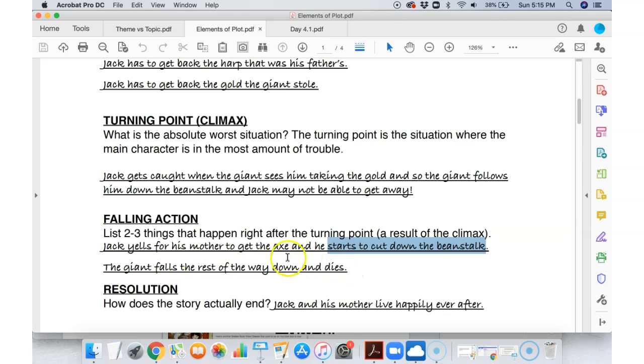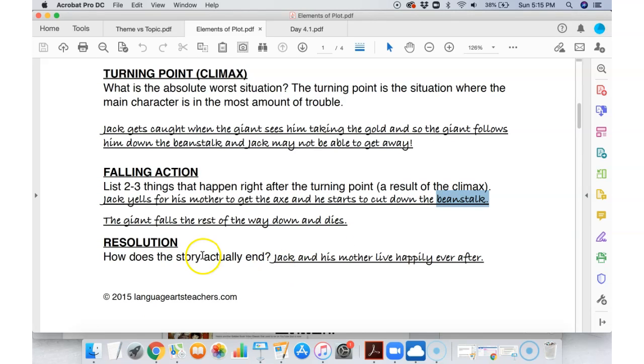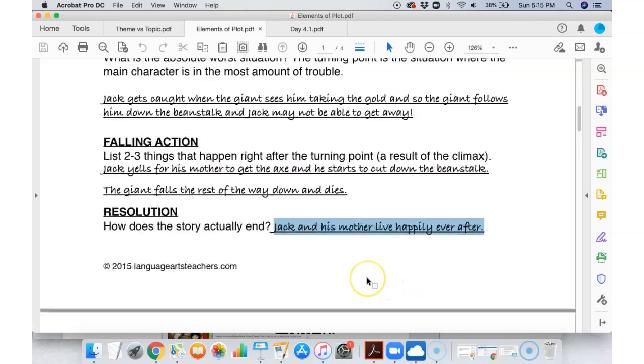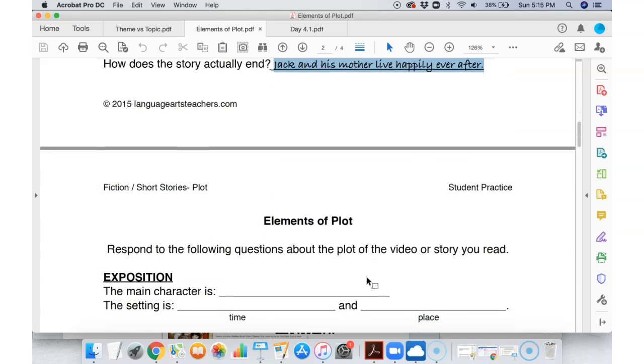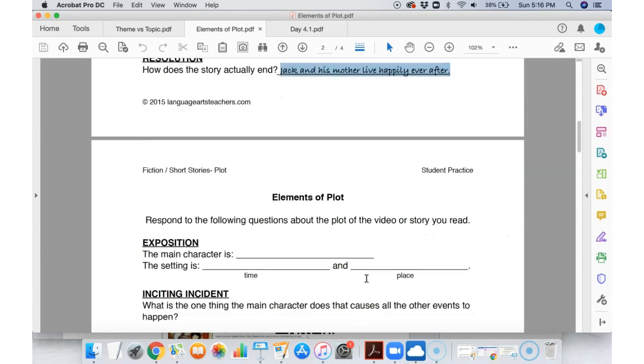So this is three things, okay? He yells for the axe, he starts to cut down the beanstalk, this part right here, and finally the giant actually falls down and dies. Okay, so resolution, how did the story actually end? Well, it's kind of a fairy tale story, so of course they end up living happily ever after, all right? And so that's kind of a walkthrough of the elements of plot.